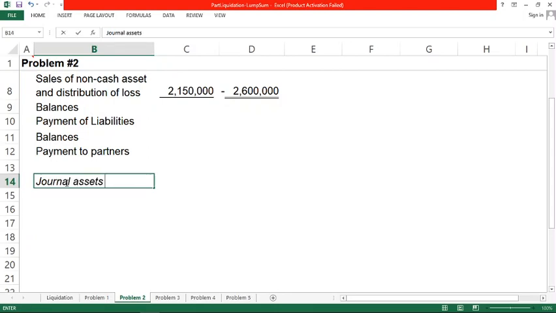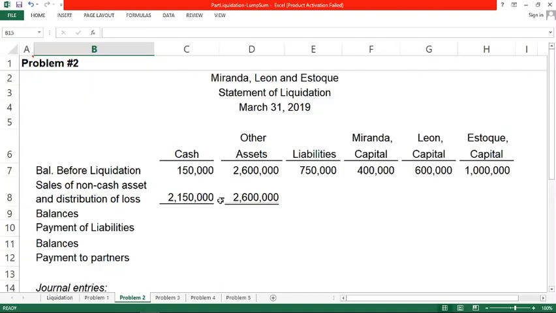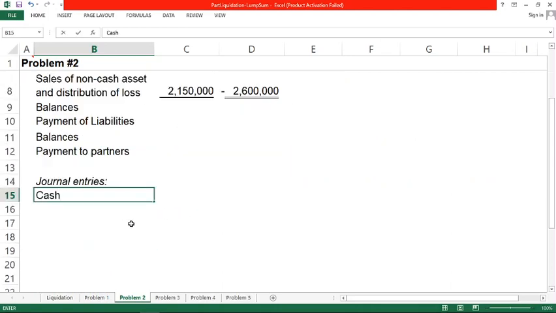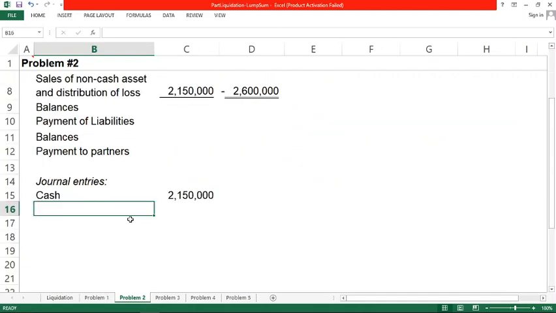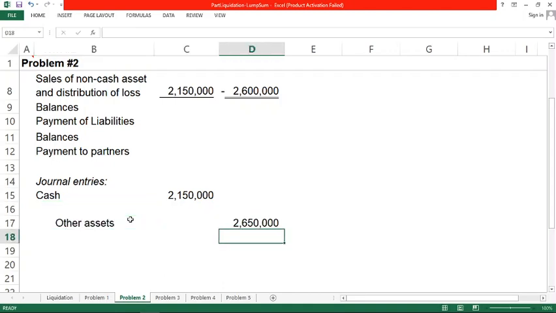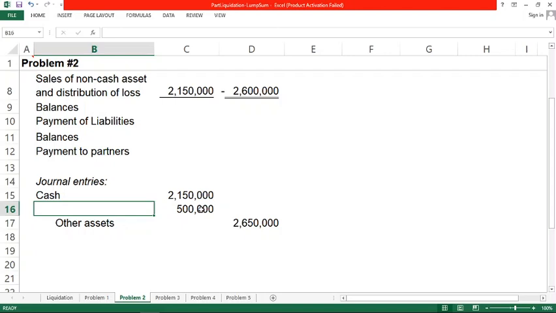Unlike in problem number 1, where we experienced a gain, in this problem 2 we experienced a loss. We only received cash of 2,150 in exchange of other assets worth 2,650. The difference between these two, 500,000, is what we call loss on realization.